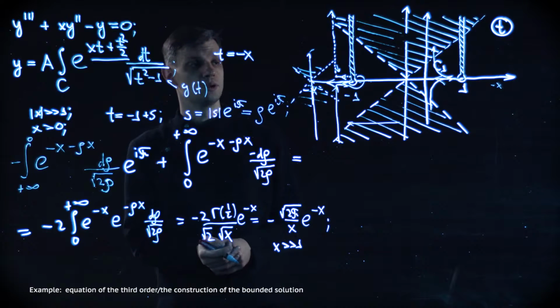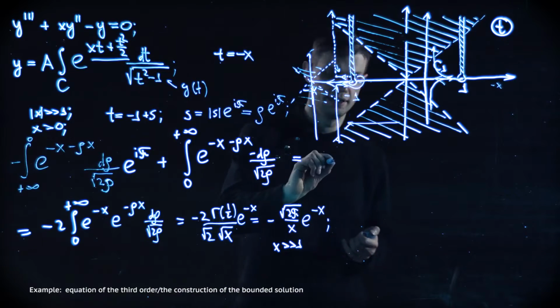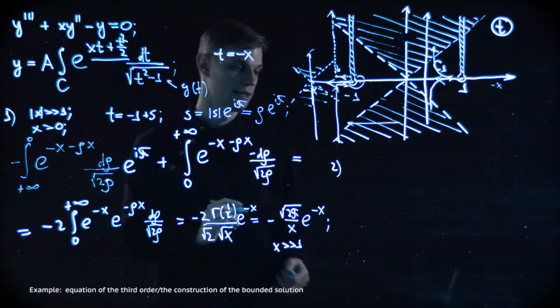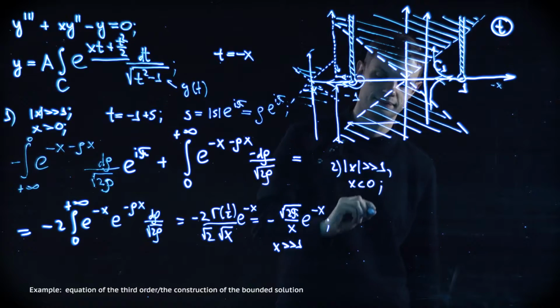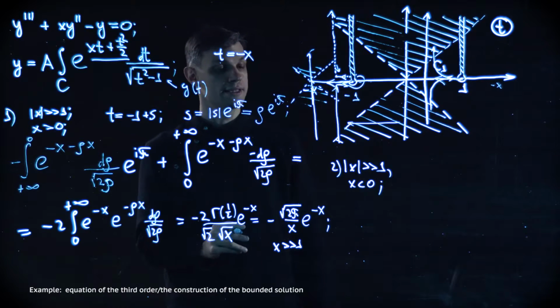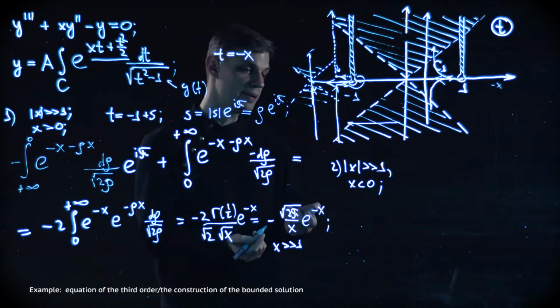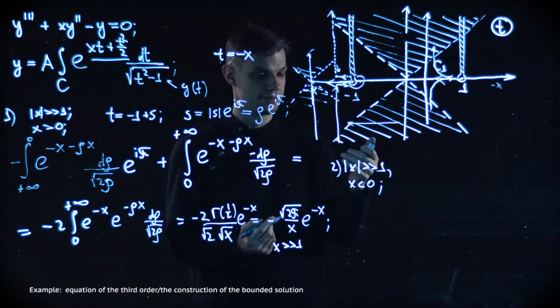The question is, what's going to happen if our x is large and negative? So let's discuss this case. This situation mirrors the previous one. So what's happening is that the steepest descent direction is changed.